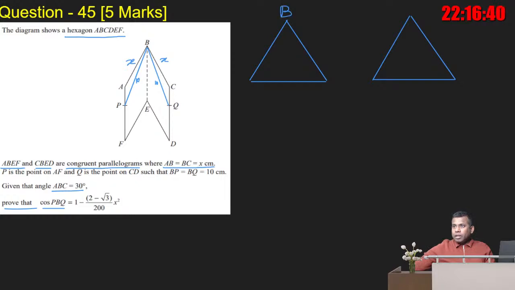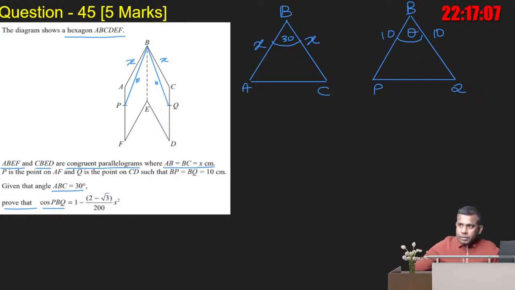So this is B and this is B, this is AC and this is PQ. AB is given as x, this is x, and ABC is given as 30 degrees. And this is 10 and this is 10, and PBQ is the theta they are asking you to find out.